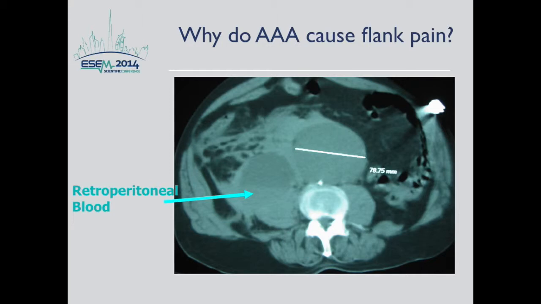This is a representative CT scan showing an abdominal aortic aneurysm causing a retroperitoneal bleed that is compressing the ureters posteriorly, leading to hydronephrosis, and therefore the patient can present with flank pain. So remember, in elderly patients or males greater than 65 years old with flank pain, always think of abdominal aortic aneurysm in your differential diagnosis.